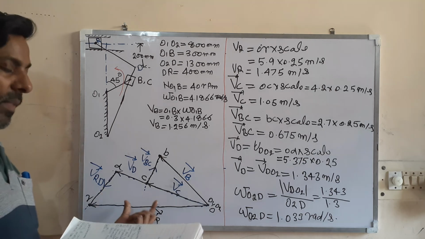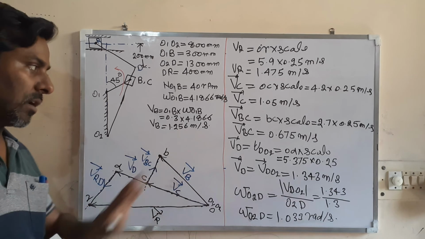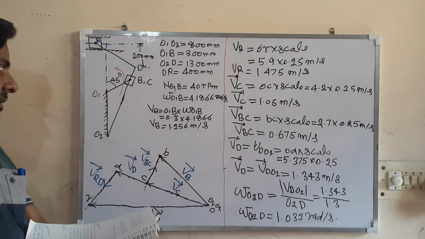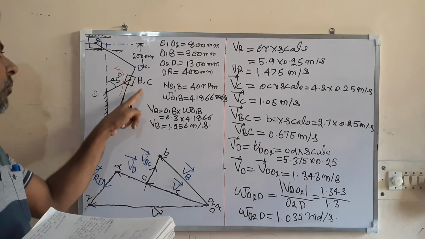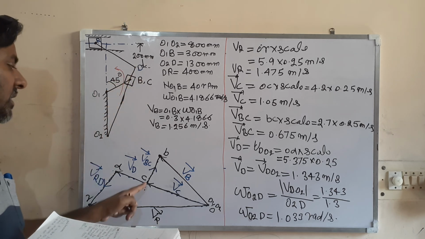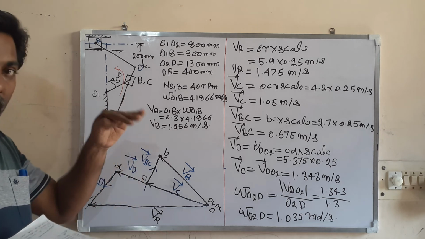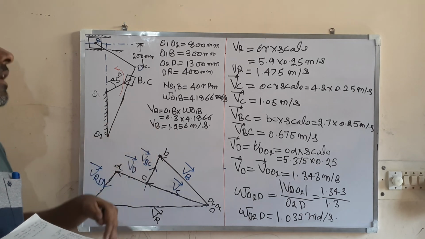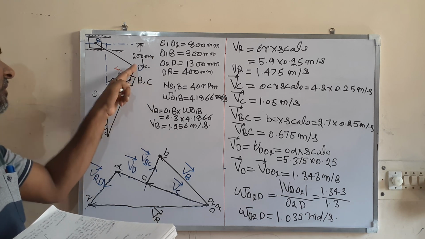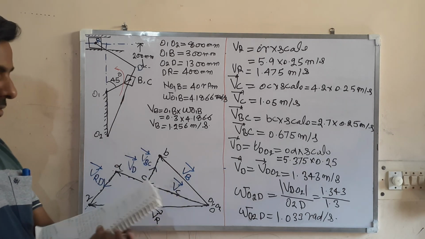So slowly you have calculated all. Just you measure and multiply the scale to get the answer. Nothing else. Calculation is very simple. Just you note here that point B is on the slider and this point C is on the slotted bar. Look at here. Velocity of point B is here and the velocity of point C is here. So their magnitude and direction both are different. Just for the time being they are coinciding, but B is on the slider and C is on the slotted bar.